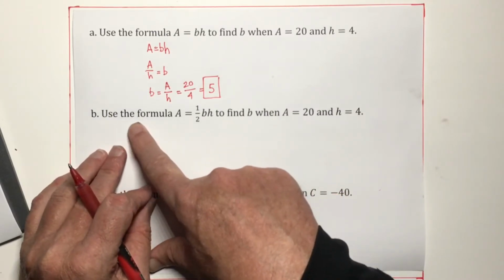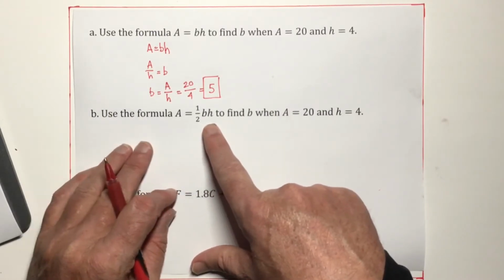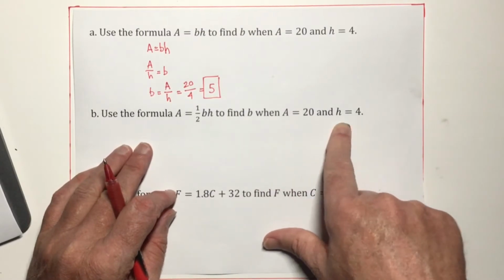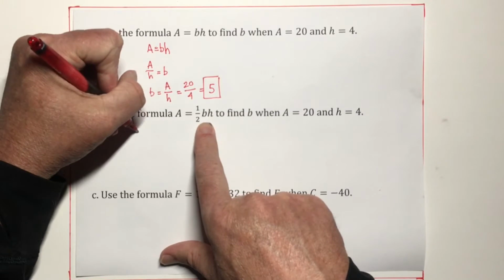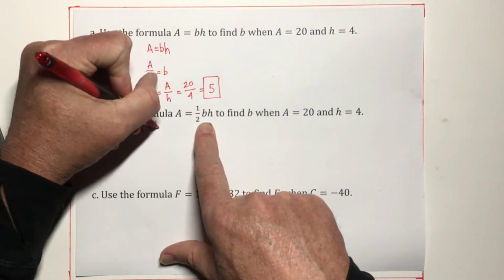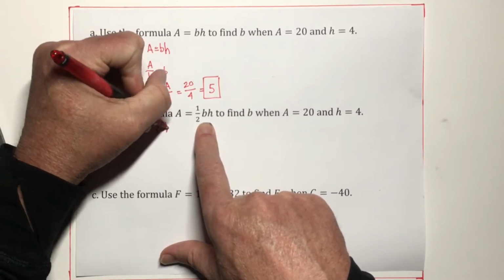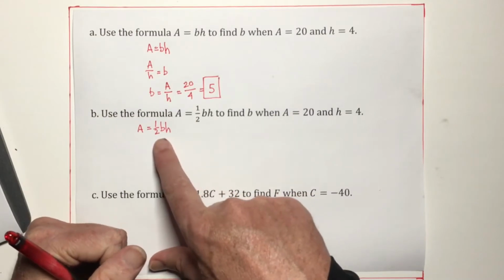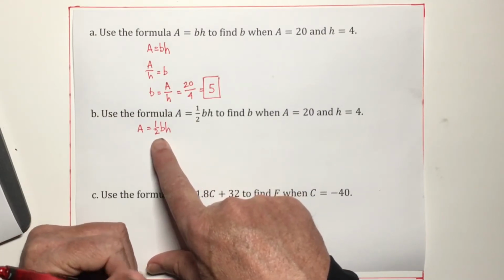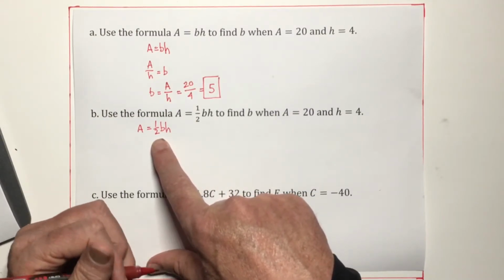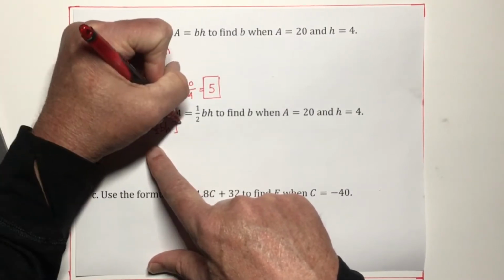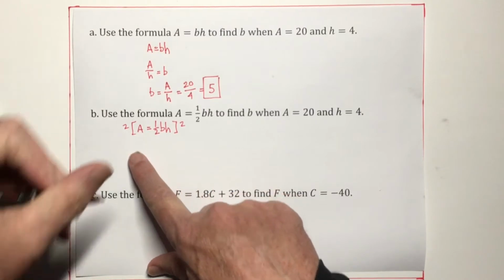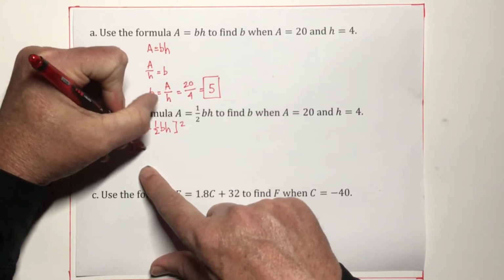You have another one here. Use the formula A equals 1/2 BH to find B when A equals 20 and H equals 4. So again, I'm going to solve for B first. So I get A equals 1/2 BH. So let's start with the 1/2. I want to get rid of that 1/2. Well, 2 times 1/2 is 1, right? So if I multiply both sides of this by 2, over here I get 2 times A, or 2A.